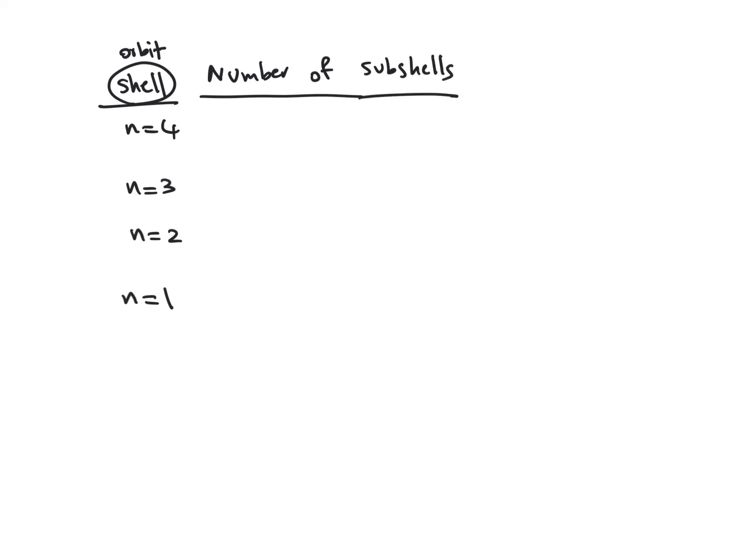And then we have the number of subshells. Whatever this n is, you have the same number of subshells, meaning that if n equals 1, you have 1 subshell. If n equals 2, you have 2 subshells. If n equals 3, how many subshells? 3. If n equals 4, 4, right? So whatever the number of your shell or principal quantum number, the same number is the number of your subshells. So it should be easy to remember.